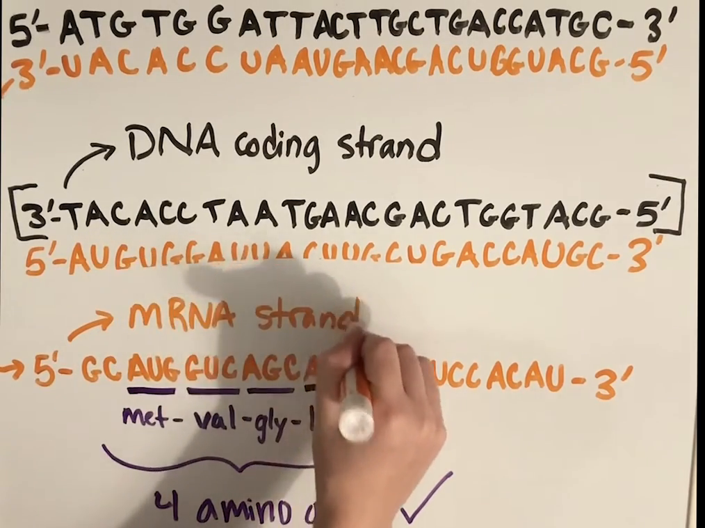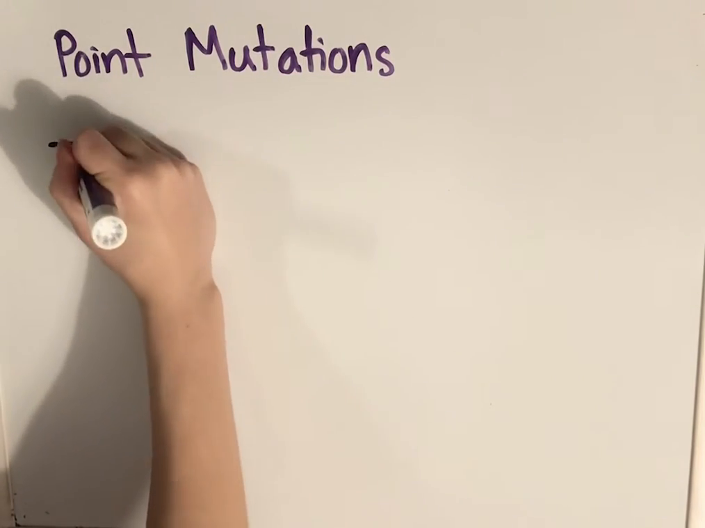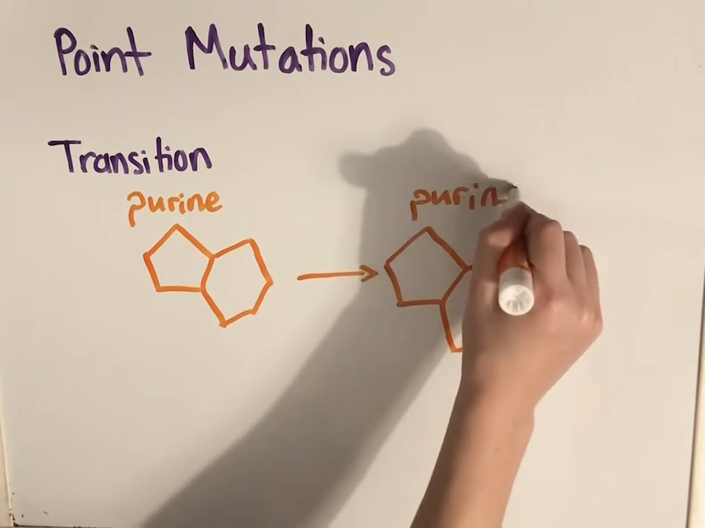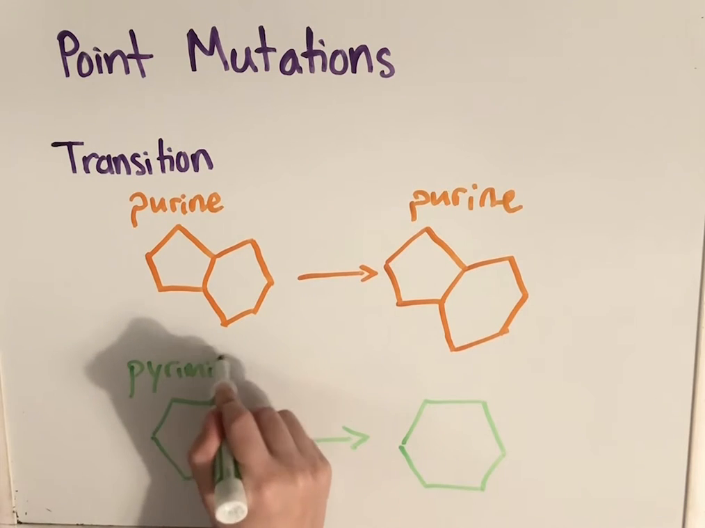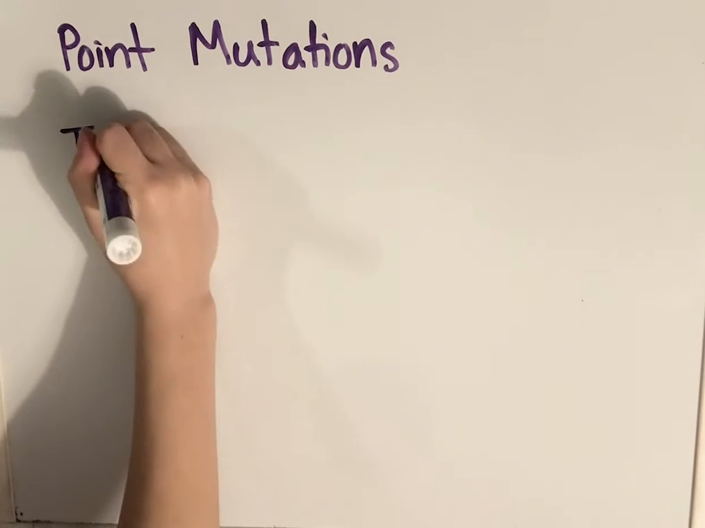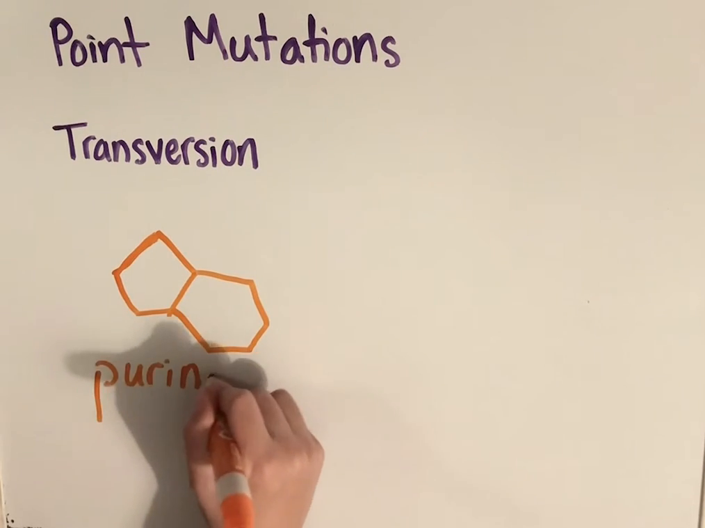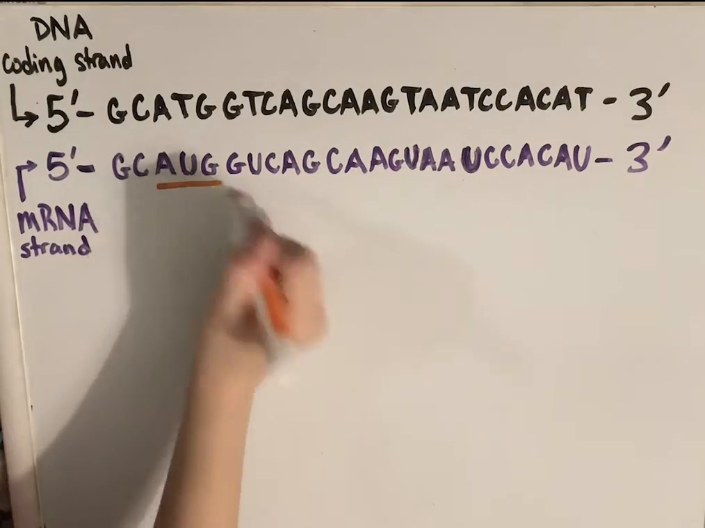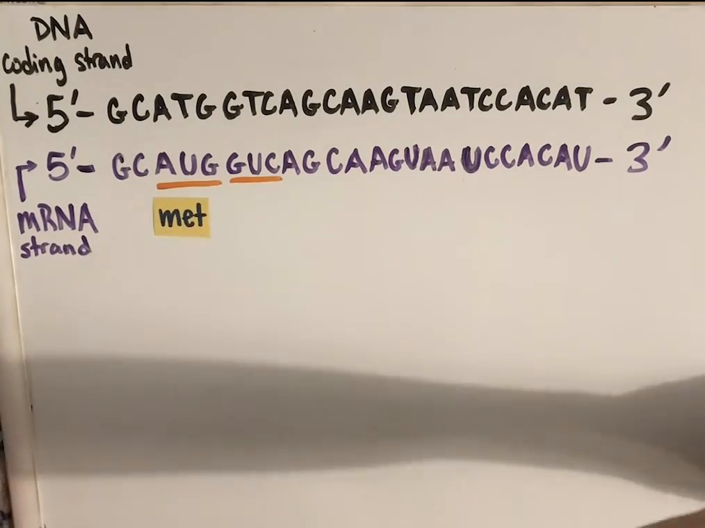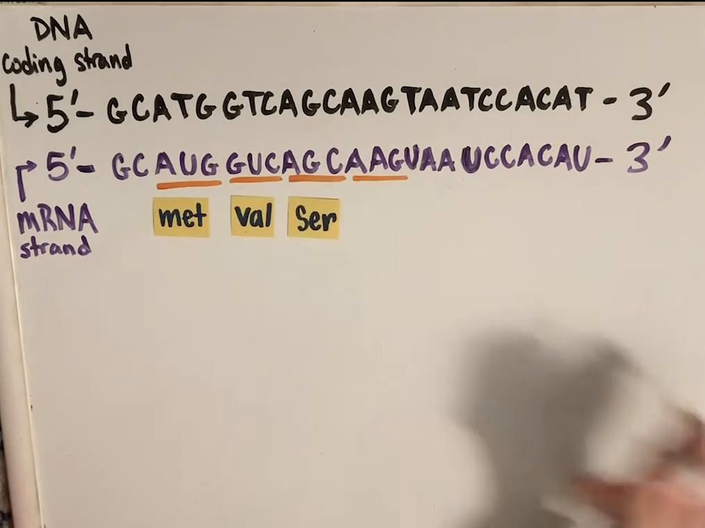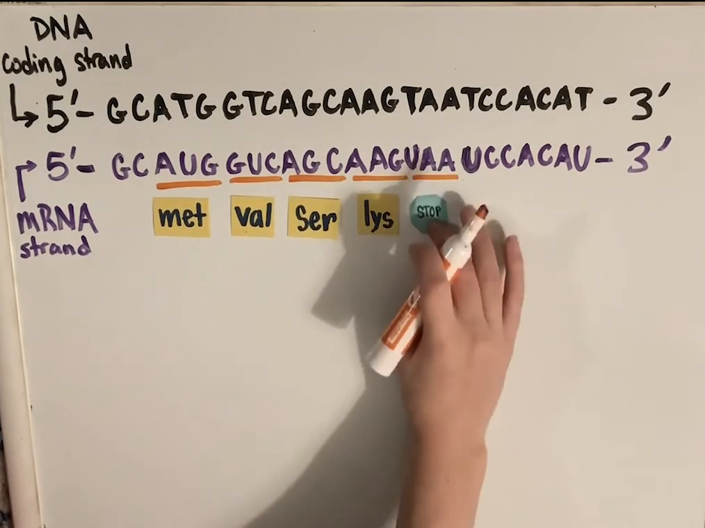uracil for thymine. A point mutation is when a single base pair is switched to another base pair. There can be a transition point mutation where either a purine is exchanged for a purine or a pyrimidine is for a pyrimidine. There is also a transversion point mutation where a purine is exchanged for a pyrimidine or the other way around. This strand is wild type since no mutations have occurred. Let's examine how point mutations in the coding strand will affect the resulting amino acid sequence.